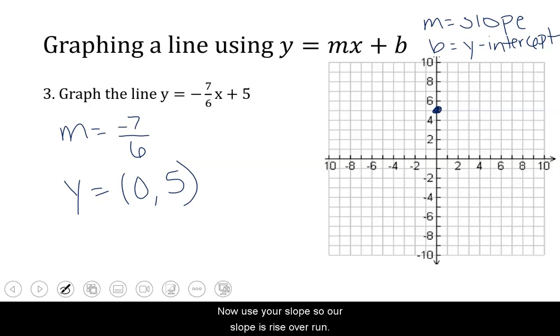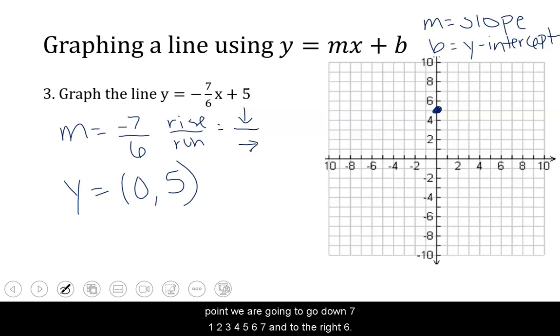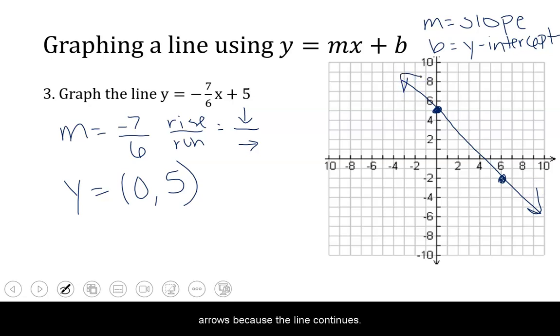Now use your slope. So our slope is rise over run. So negative 7, is that up or down? That is down. Positive 6, is that left or right? That is to the right. So from our point, we are going to go down 7, 1, 2, 3, 4, 5, 6, 7, and to the right 6. 1, 2, 3, 4, 5, 6. Again, slope is just how many up and over to the next point for our line. And then connect your dots and put your arrows because the line continues infinitely.